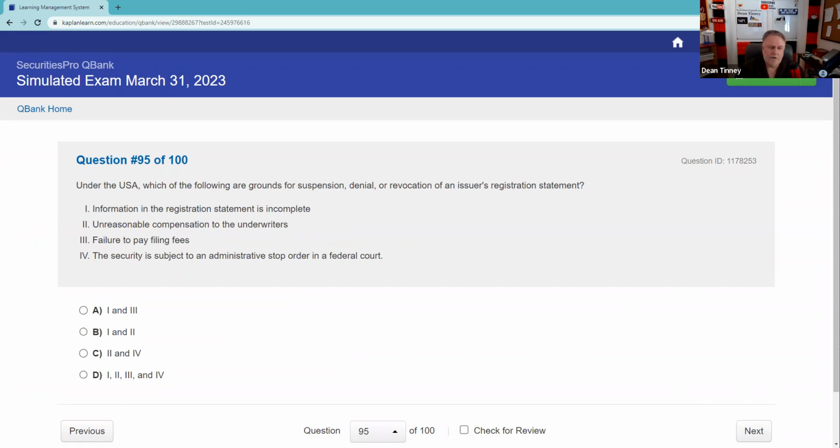Under the Uniform Securities Act, which of the following are grounds for suspension, denial, or revocation of an issuer's registration statement? Of an issuer. Okay. Information in a registration statement is incomplete. Unreasonable compensation to the underwriters, failure to pay filing fees, the security is subject to an administrator. All of it. Yeah, man, give us a bunch of those. Yeah, there's a bunch of those.